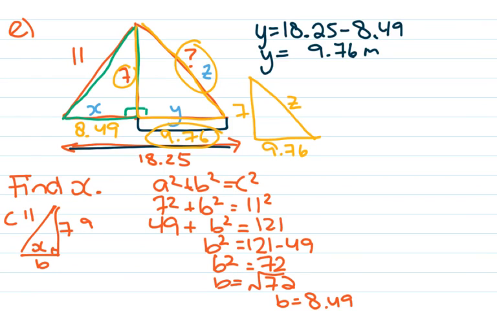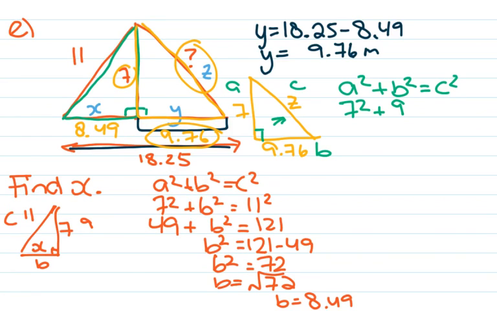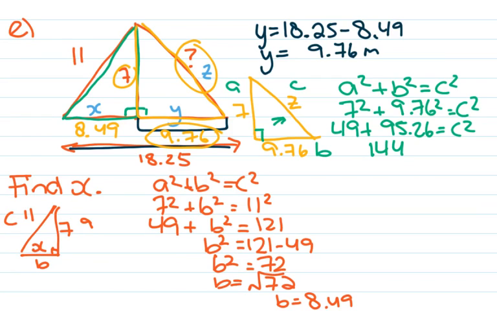So I'm going to label them A, B, and C again. A, B, C. That's C because it's opposite the 90 degree. A squared plus B squared equals C squared. A is 7 squared. B is 9.76 squared. And I don't know C. So 7 squared is 49. 9.76 squared is 95.26. 49 plus 95.26 is 144.26.